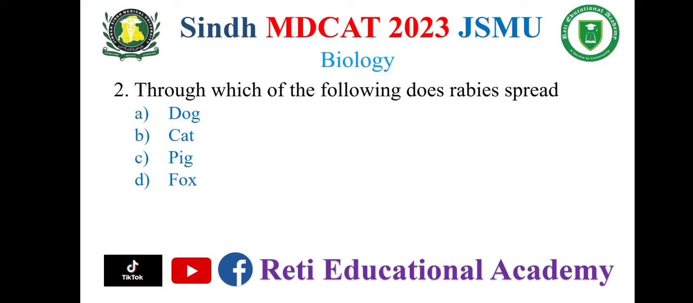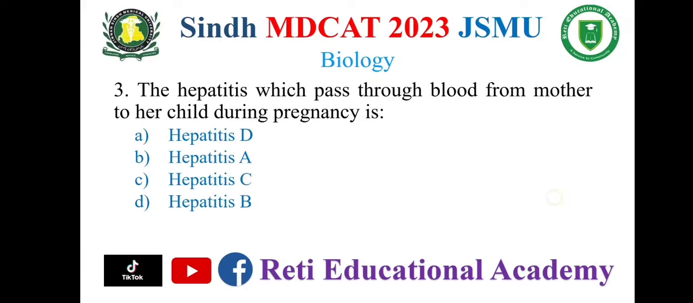Question number 2. Through which of the following does rabies spread? A. Dog. B. Cat. C. Pig. D. Fox. And the correct answer is A. Dog.